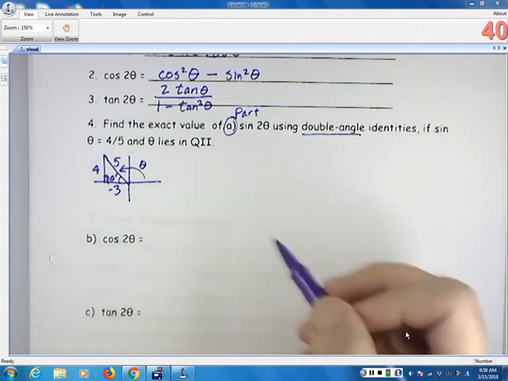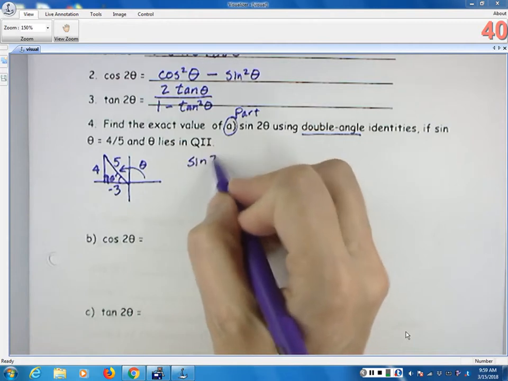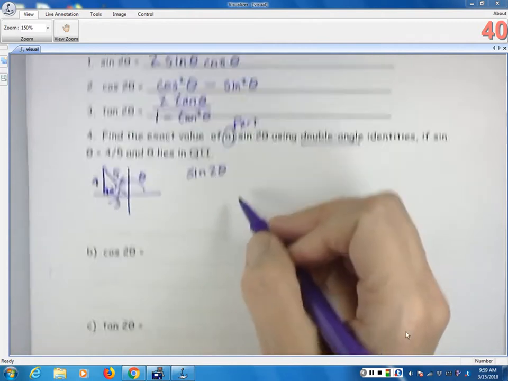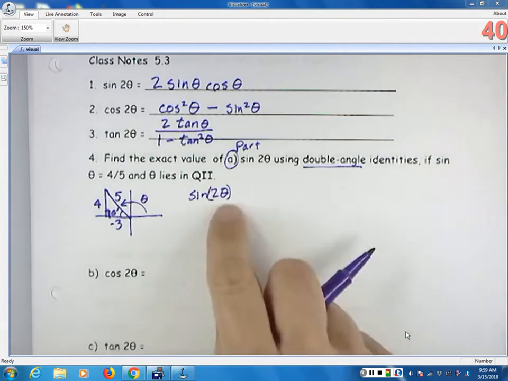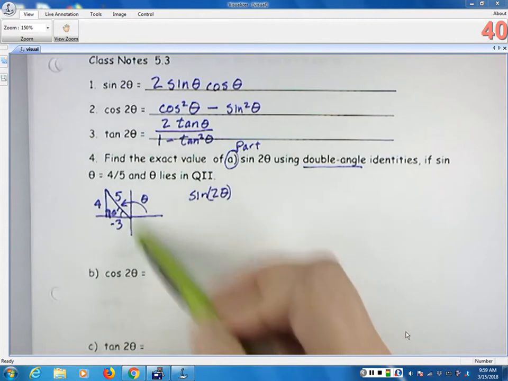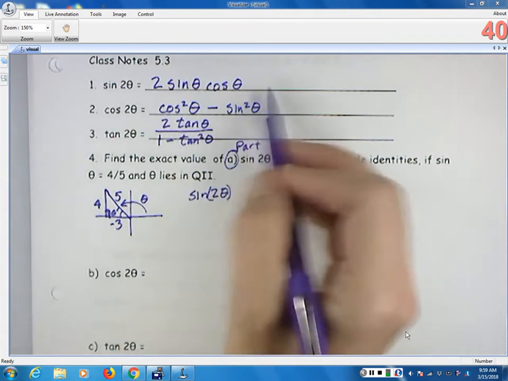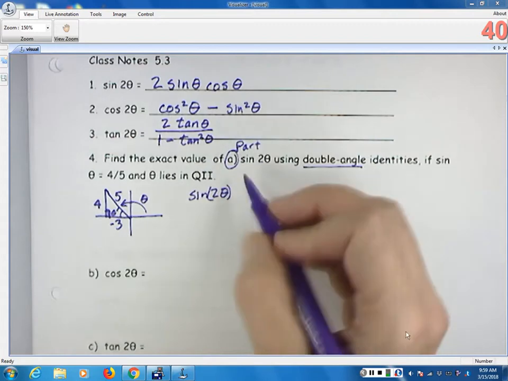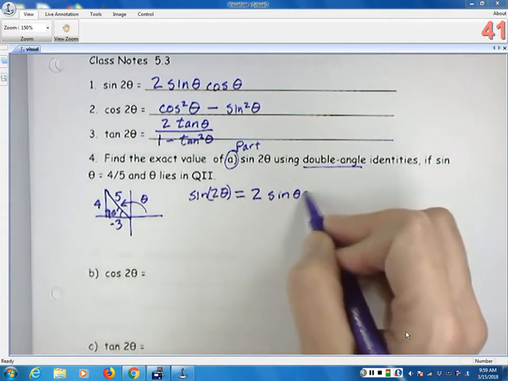That's quadrant 2. So now we're going to find sine of 2 theta using our formula. Sine of 2 theta would be over here, maybe in quadrant 4 or somewhere over there, but we can't draw the triangle for 2 theta. We're going to use the fact that we know all this information. It's twice sine theta cosine theta.